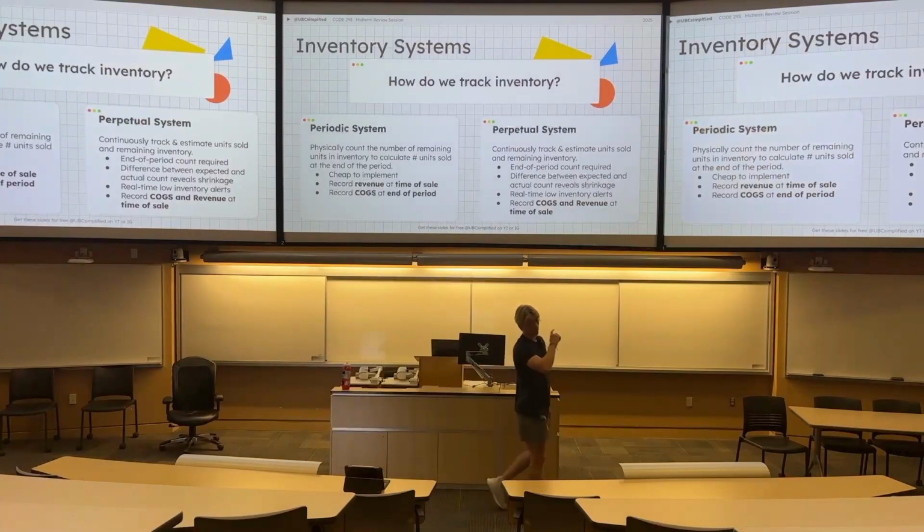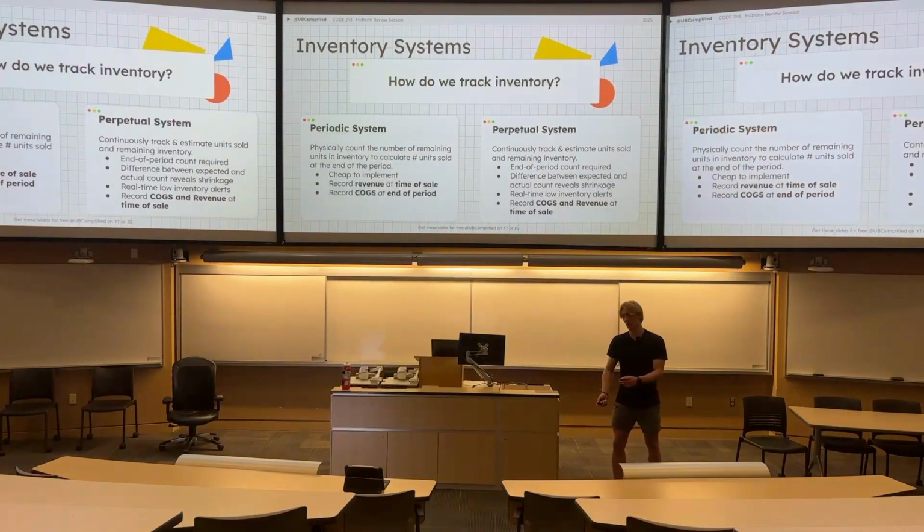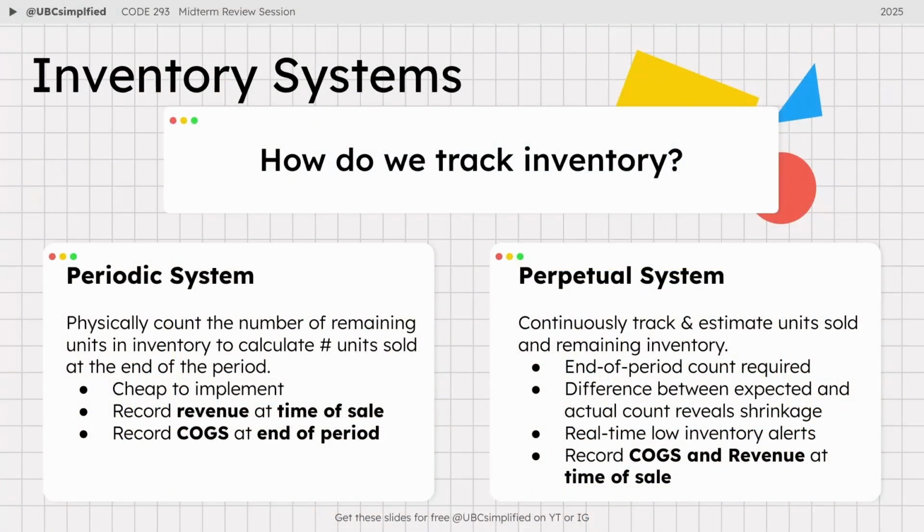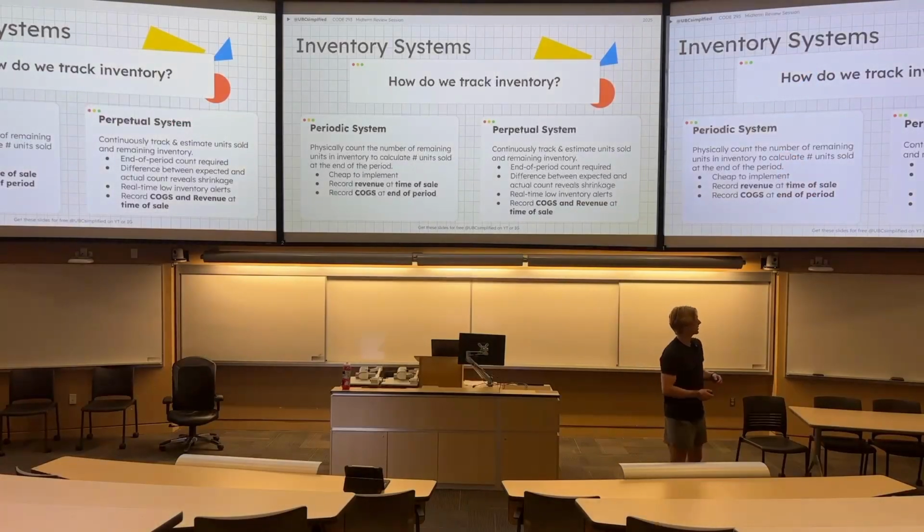Okay, so within inventories, how do we track them? Two main different ways. One is periodic, which is every so often, and then one is perpetual. So this is constant flow, checking, just as much as you can.